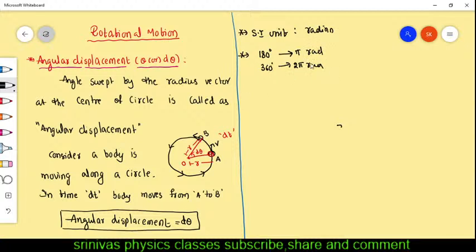180 degree equal to pi radians, 360 degree equal to 2 pi radians. This is how to convert into radians. Next, I want you to know one more definition. This is angular displacement. Angular displacement is nothing but how much angle it rotated.